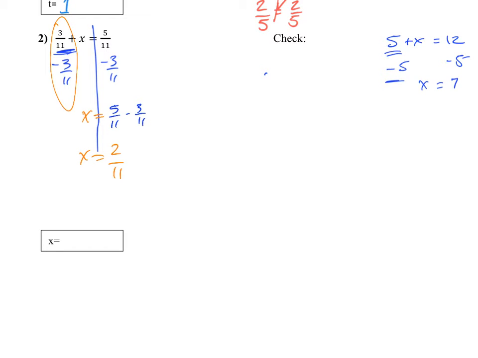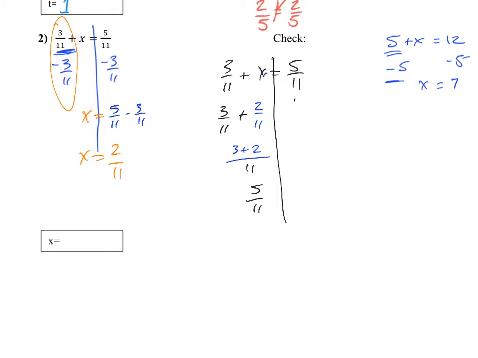And then I check it. I rewrite the equation of 3/11ths plus x equals 5/11ths. And then I plug it in: 3/11ths plus 2/11ths on this side. That means I have 3 plus 2, so this side is 5/11ths. And this side was 5/11ths, so yep, they are equivalent. So my answer is that x equals 2/11ths.